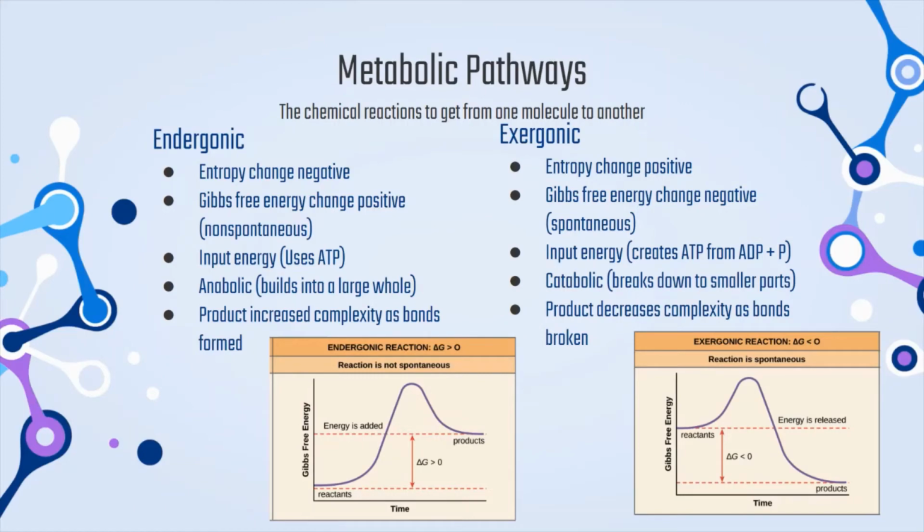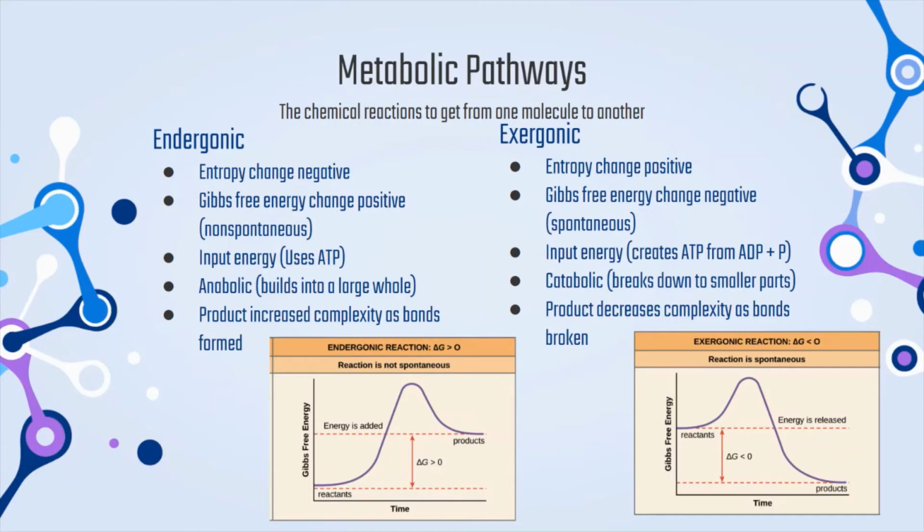So now we're going to be talking about metabolic pathways, or the chemical reactions to get from one molecule to another. So from the reactants to the products. And we'll be comparing endergonic and exergonic reactions. So in an endergonic reaction, the entropy change will be negative, whereas in the exergonic, the entropy change will be positive. If we're comparing the Gibbs free energy, the change will be positive in an endergonic, which means that's non-spontaneous as we have shown before, and in an exergonic, it will be spontaneous. And this is because in an endergonic, you will have to input energy or use ATP, whereas in an exergonic, you will be releasing energy, and it creates ATP from an ADP and a phosphate group, or an adenosine diphosphate with 2 phosphate groups.